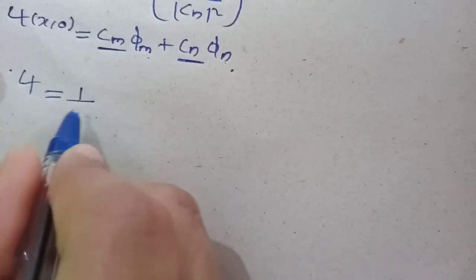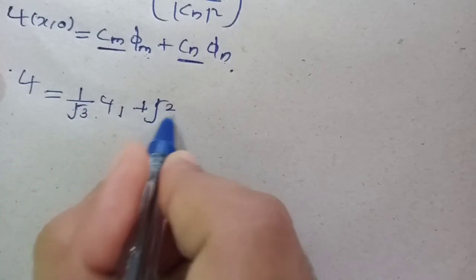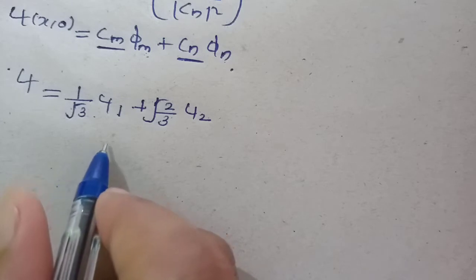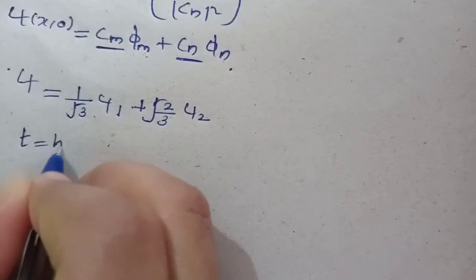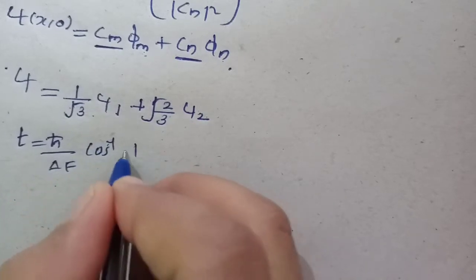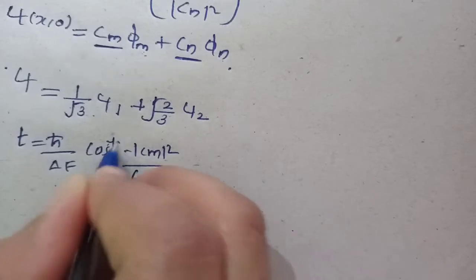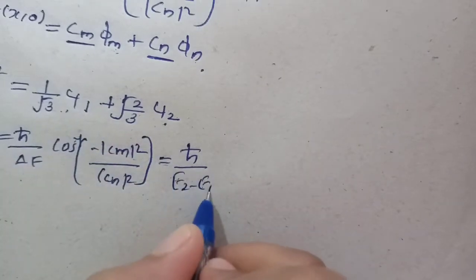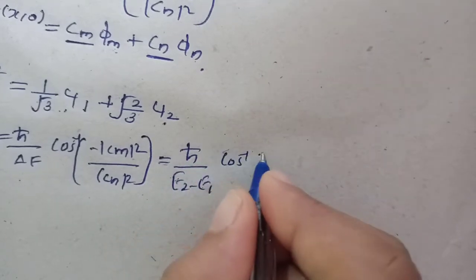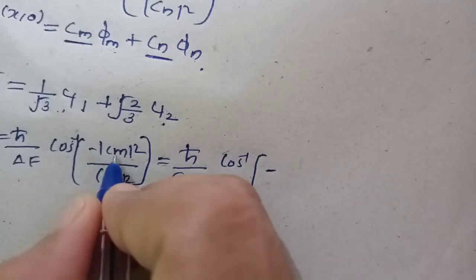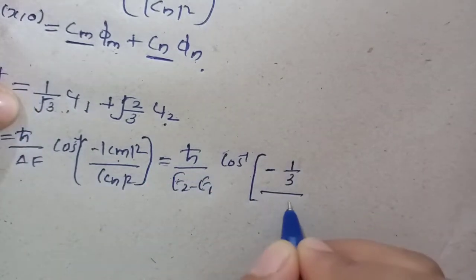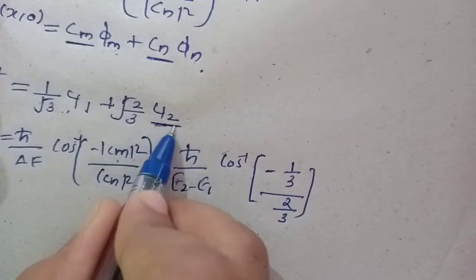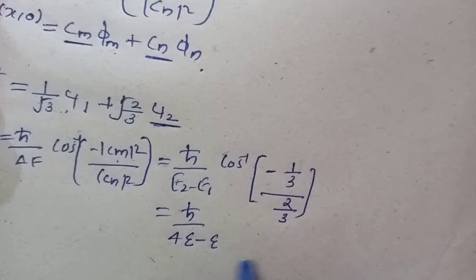Psi is equal to 1 by root 3 psi 1 plus under root 2 by 3 psi 2. So we have to find the orthogonal time. Orthogonal time means psi of x comma t is orthogonal to psi of x comma 0. That time t is equal to h cross divided by delta E, cos inverse of minus mod Cm square divided by mod Cn square. Okay, so that is equal to h cross divided by delta E, which is E2 minus E1, and cos inverse of minus mod Cm square, meaning the lower coefficient value, that is 1 by 3 divided by 2 by 3. So that is h cross divided by E2 minus E1, where E2 is 4 epsilon minus epsilon.